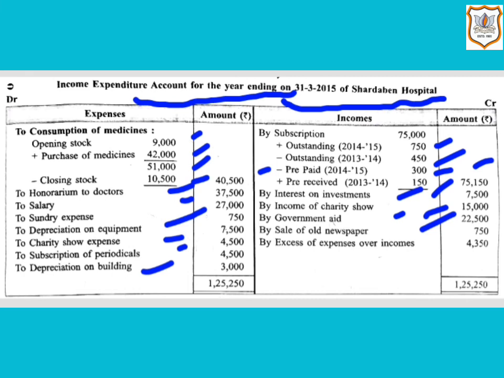Now, let us see the total of debit side and total of credit side. Here, the total of debit side is higher, that is 1,25,250. So it will be written on both the sides. And if we deduct the total of credit side from 1,25,250, that is the total of debit side, we will get a differential amount, that is 4,350, which will be called excess of expenses over income.